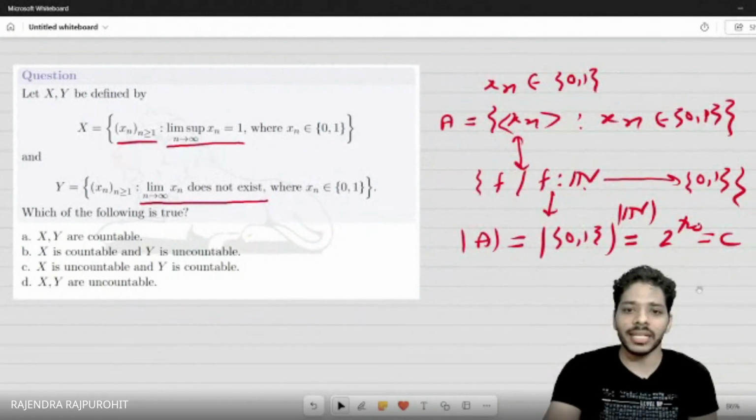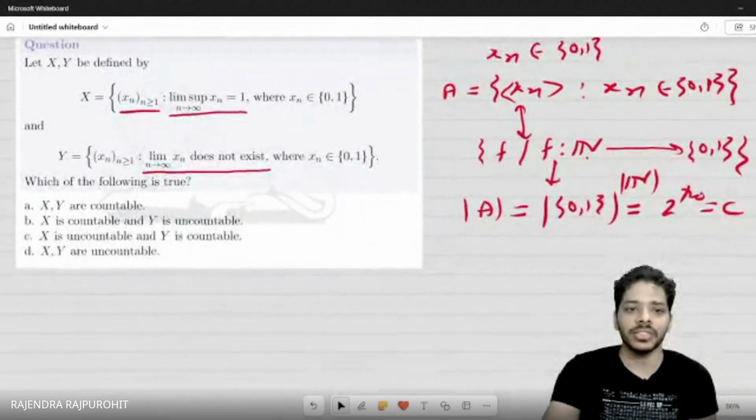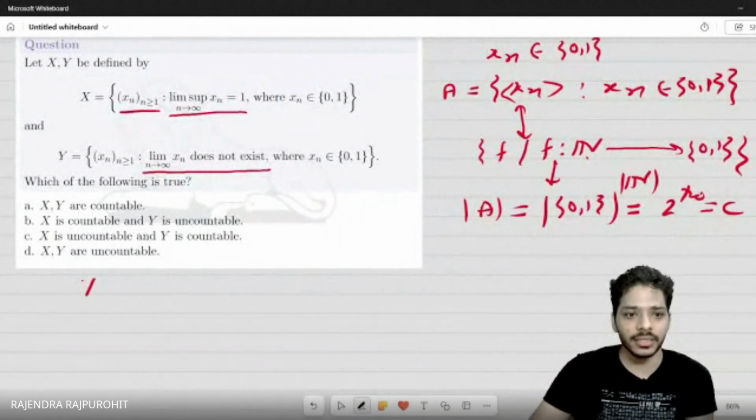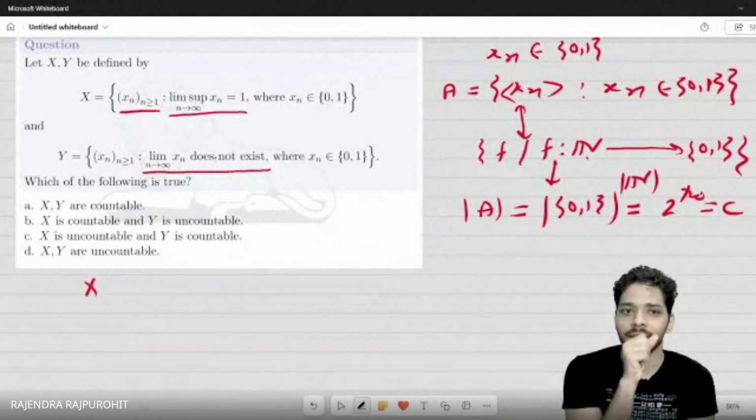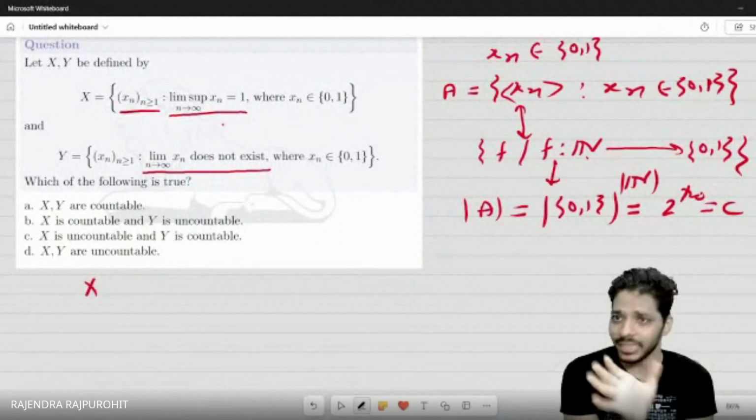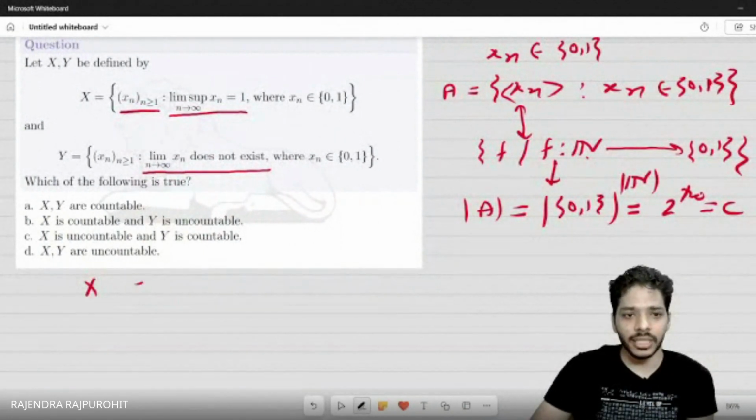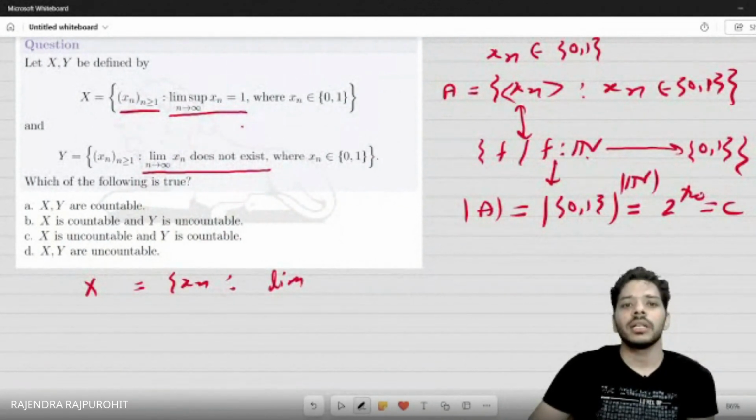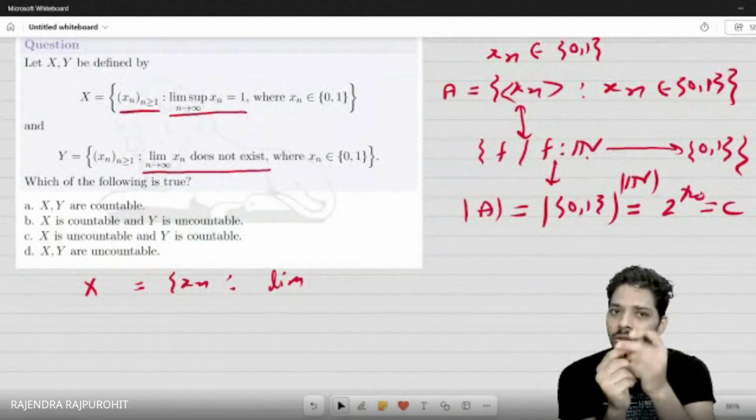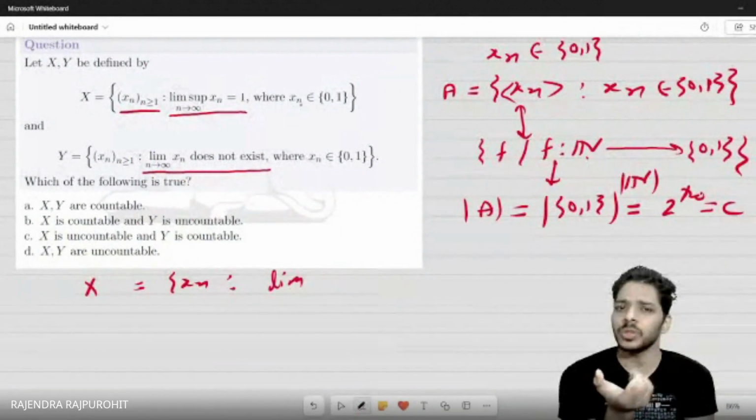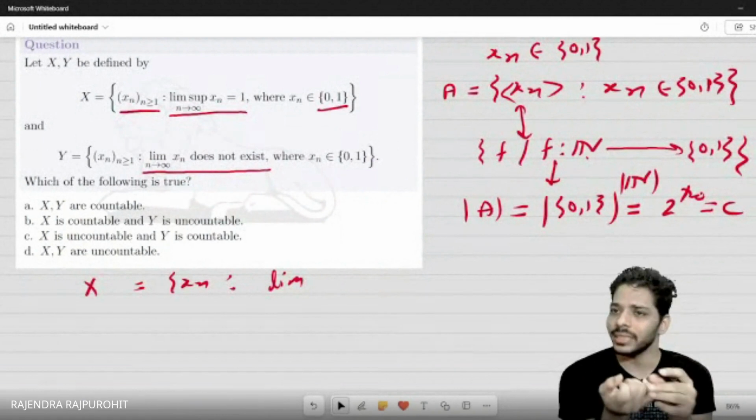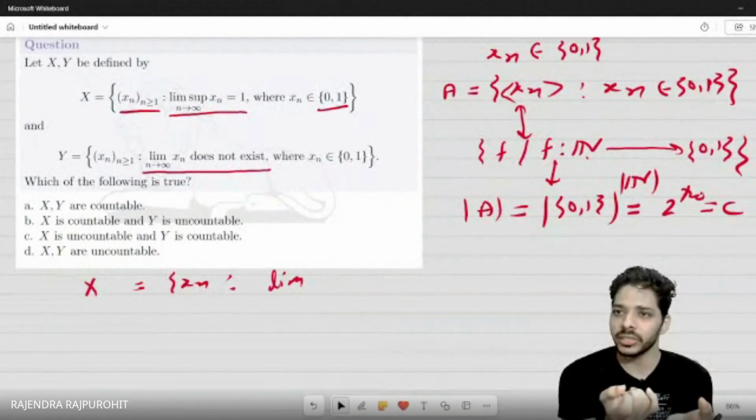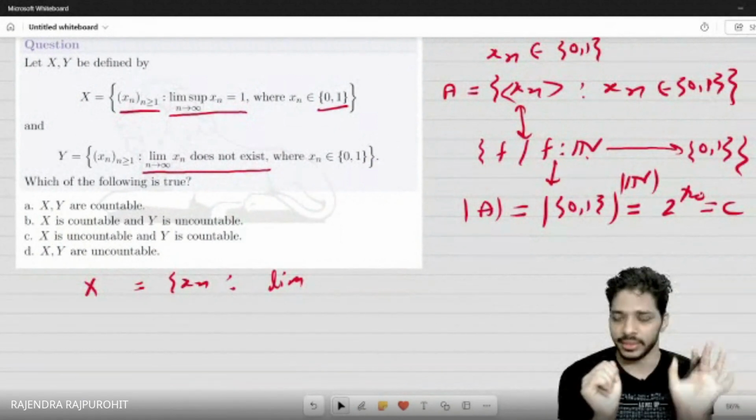Now what restriction they are putting on the very first set X is that whatever sequence you have, it should have a limit supremum of 1. So you take all those sequences xn such that the limit supremum of xn is 1. Your sequence can have at most 2 limit points, because the sequence is in 0 and 1. So either it can have only 1 as a limit point, or it can have 0 and 1 both as limit points. Done, that is fine.